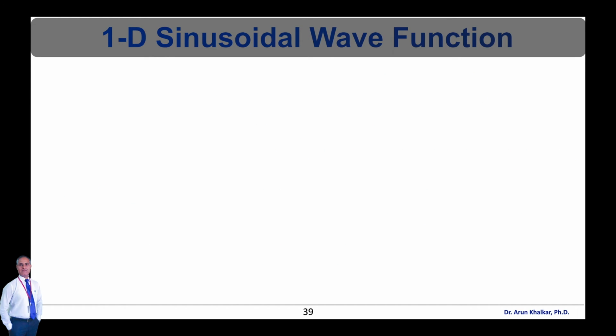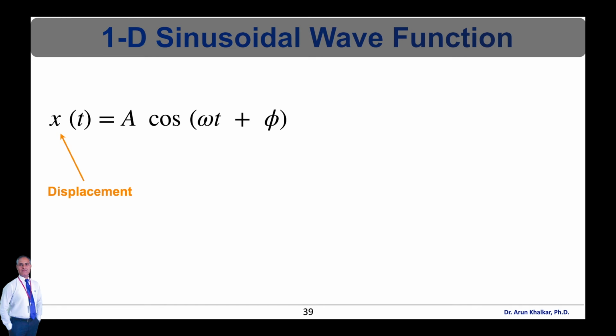The position of the particle with reference to the origin gives its displacement at any instant of time. For such a motion, the displacement x of t of the particle from a certain chosen origin is found to vary with time as x of t is equal to capital A cos of omega t plus phi.